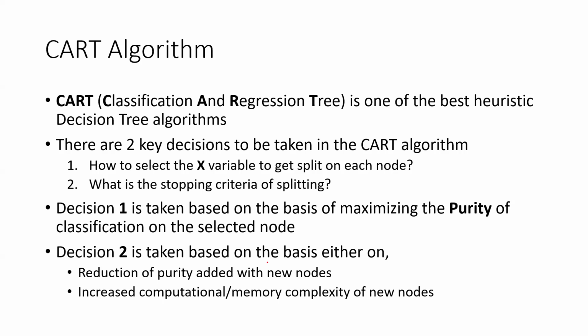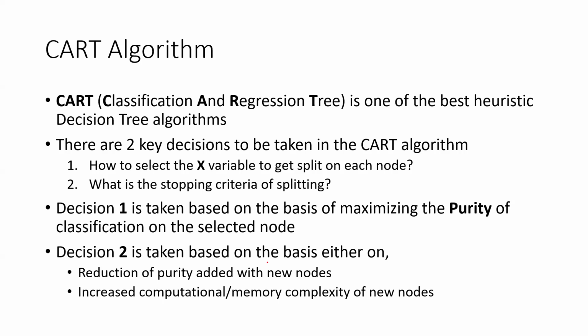And when it comes to the CART algorithm, there are two problems. There are two decisions that have to be taken. In this particular algorithm, there are two problems that it is solving at each point. This is how we are going to understand this algorithm. The first problem is how to select the x variable to split on at each node, right? That is simple, right? So how to add the first root node, then how to add a child node.